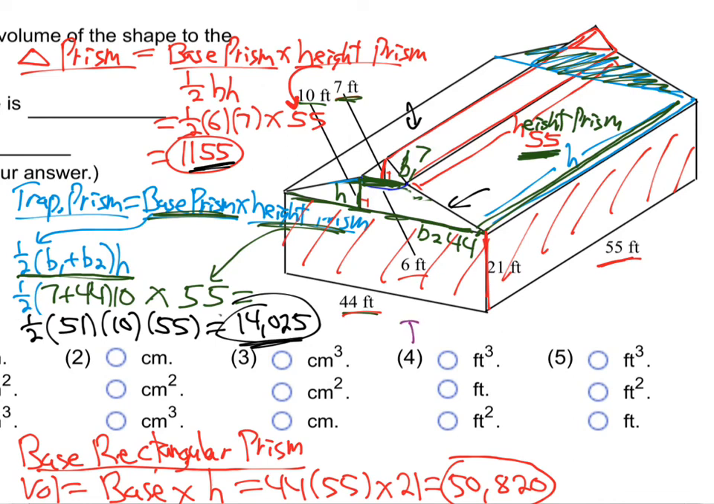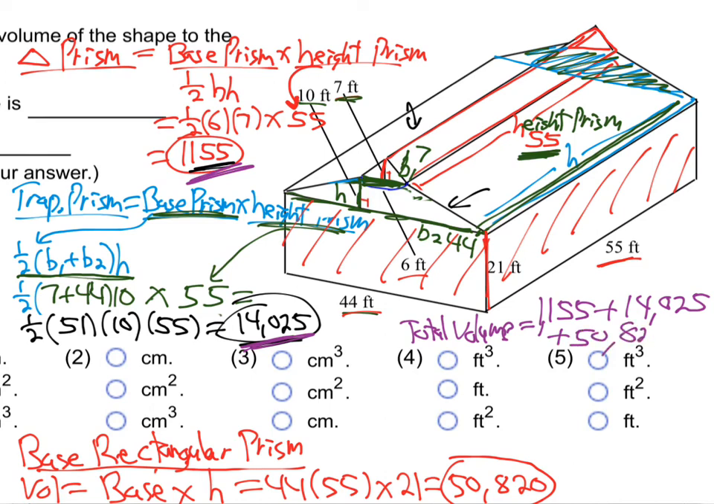I'll do it right here. Total volume. So the 1,155 answer right here. The 14,025 answer. And the 50,820 answer. Add those up. And I'm getting... Wait a minute, I realized I messed up in one place back here.